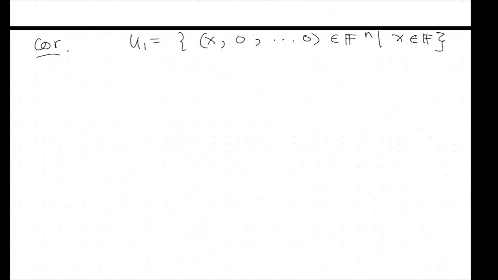Now we go to a non-example. So observe that, of course, we can write this as a corollary: if your U1 is just this one x here and then 0 all else, an element of F^n, where x is an element of F, and you follow with U2 up to Un, then F^n is just a direct sum of U1 up to Un.